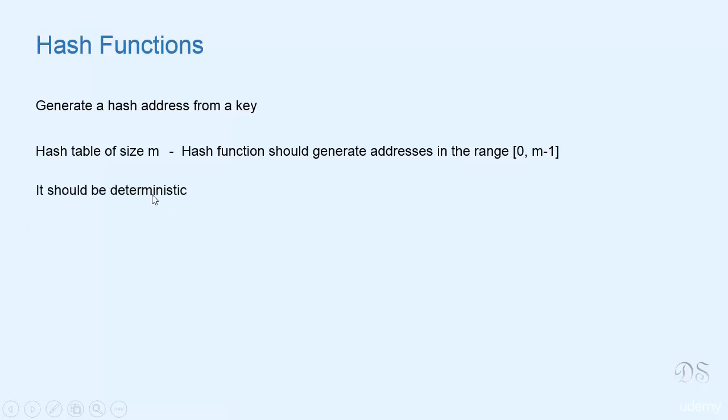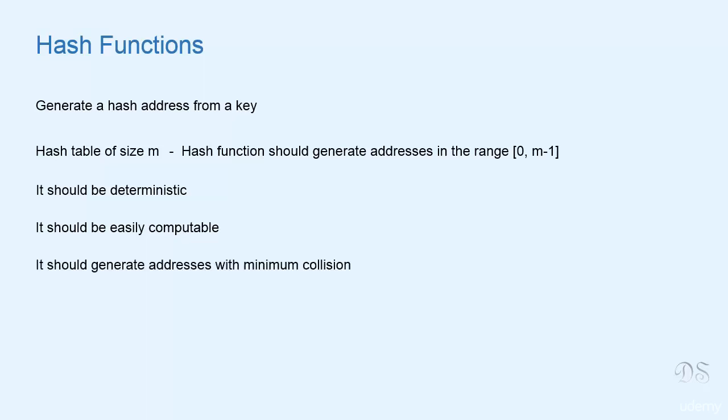A hash function should be deterministic, which means that for a given key, it must always generate the same hash address. A hash function should be easily computable. It should not take very long to compute. So the hash function should be easy and fast to compute. Next, a hash function should generate addresses such that collision is minimized, which means that it should distribute the keys as uniformly as possible.